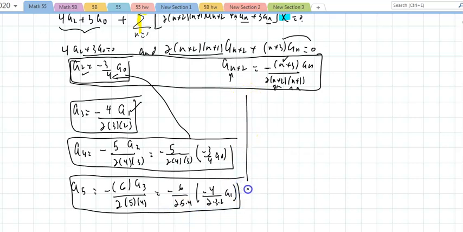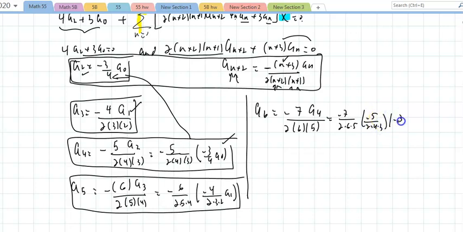So I am in good shape. I'm going to figure out a sub 6. A sub 6, that means you put a 4 there. That is negative 4 plus 3 is 7, a sub 4 over 2, a 4 in there, that's a 6, a 4 in there, that's a 5. That's negative 7 over 2 times 6 times 5. A sub 4 is right there. It's all of this mess. Negative 5 over 2 times 4 times 3 times negative 3 over 4 a sub 0.